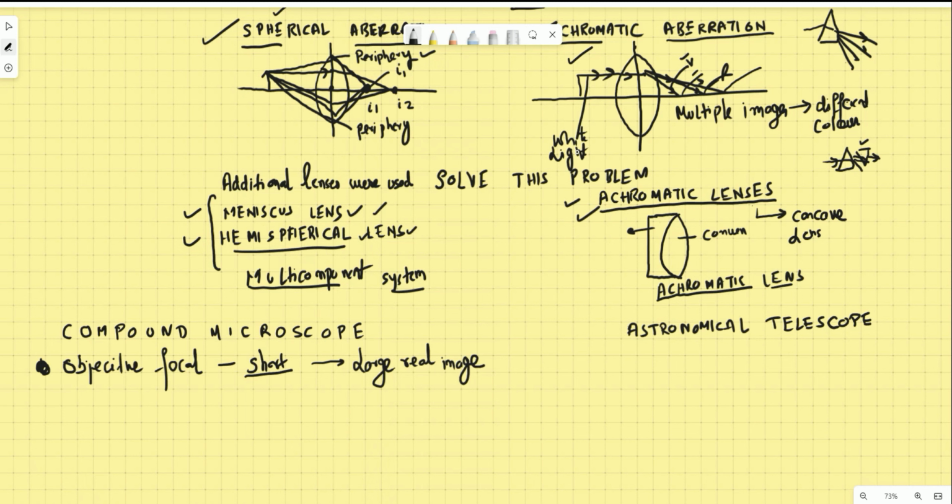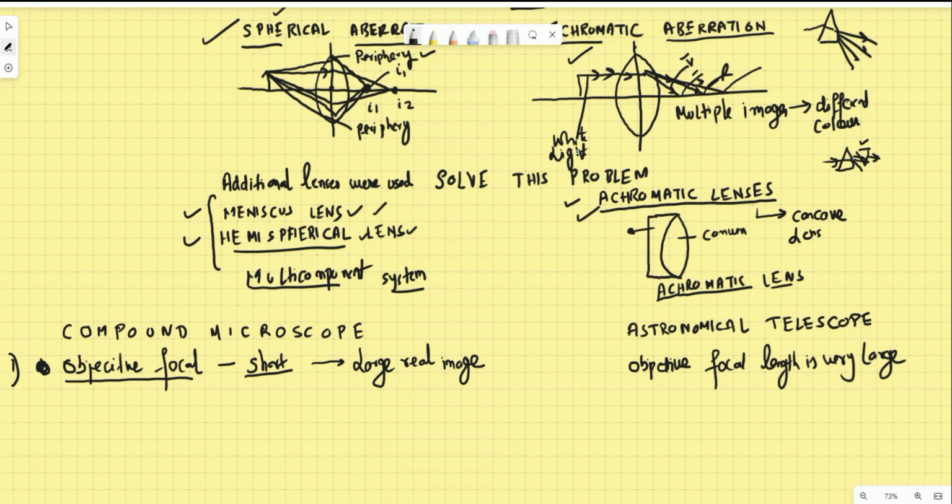Whereas in the case of the objective of a telescope, the focal length is very large. Even this is used to create a large real image. So this is difference number one, the focal length of the objective. Okay, the focal length of the objective is the first thing you have to focus on.